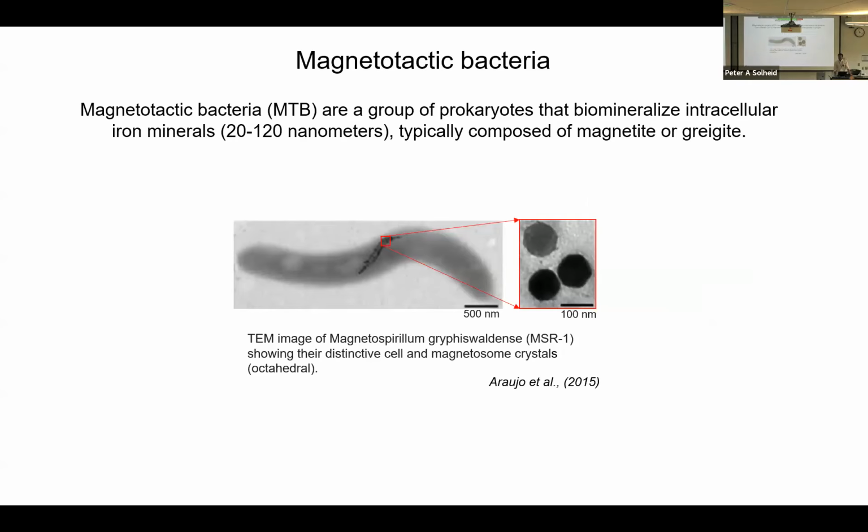Mineralization by magnetotactic bacteria, or MTBs, is a great example of biologically controlled biomineralization. MTBs are a group of prokaryotes that crystallize iron minerals, specifically magnetite or greigite, usually in the size range of 20 to 120 nanometers. This is a TEM image of the species Magnetospirillum gryphiswaldense, showing a distinctive bacterial cell and the magnetosome crystals.